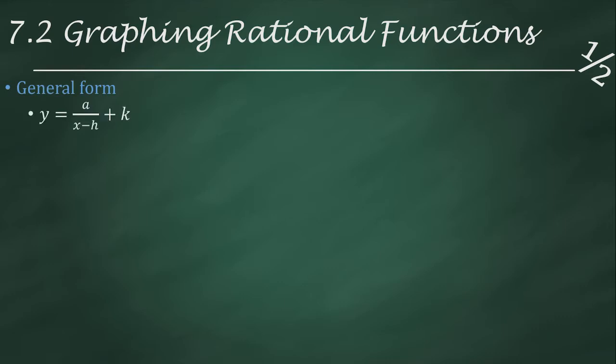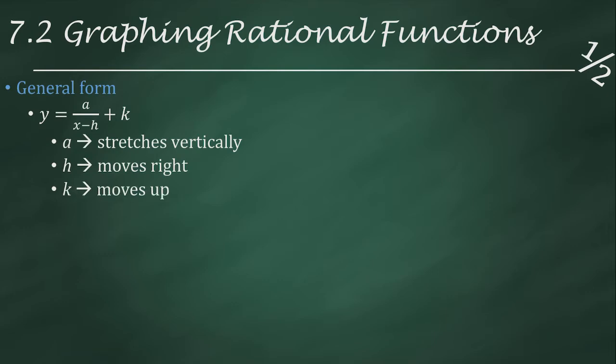In general, this is the form of a rational function: y equals a over x minus h, plus k. Oh, wait, it's a's, h's, and k's. We've had those transformations before. a stretches it vertically, h shifts to the right, and k shifts up. Notice the h is linked with the x, therefore it moves in the x direction, left and right. k is on the outside, just not connected with the x, so it goes up and down in the y.